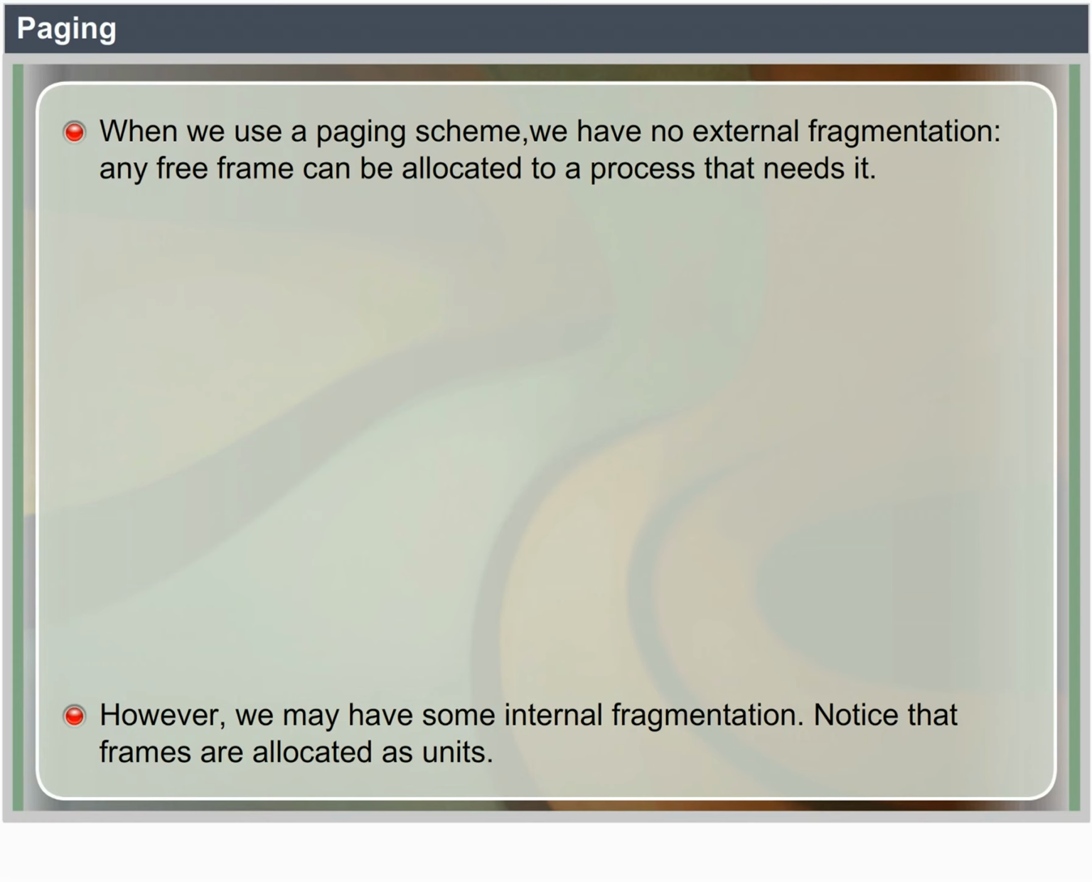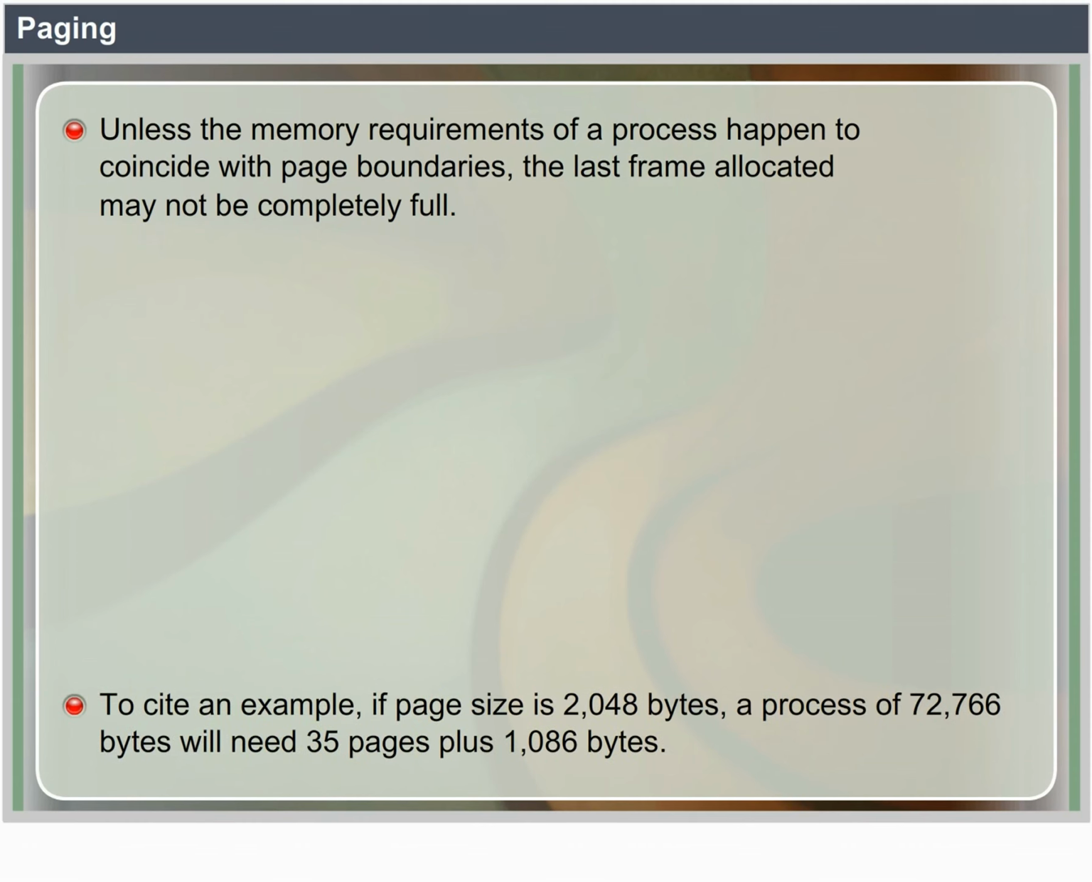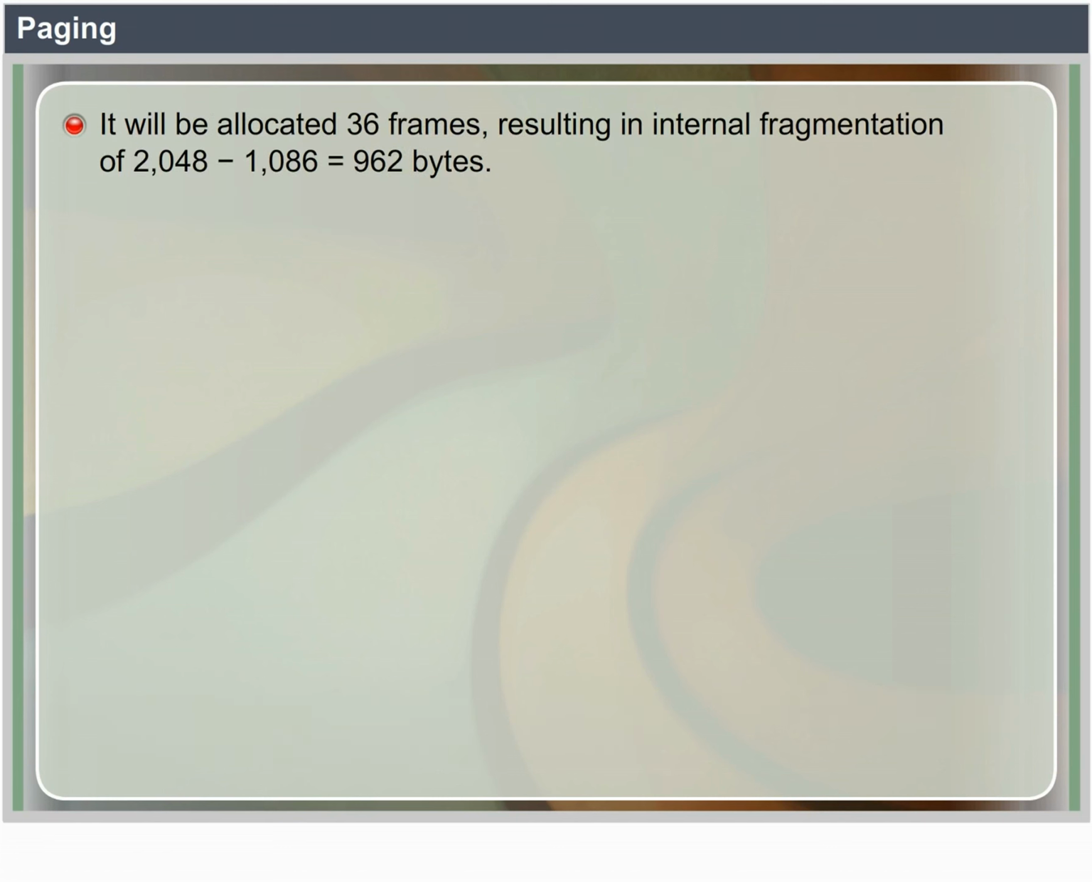If the memory requirements of a process do not happen to coincide with page boundaries, the last frame allocated may not be completely full. For example, if page size is 2048 bytes, a process of 72,766 bytes will need 35 pages plus 1086 bytes. It will be allocated 36 frames, resulting in internal fragmentation of 2048 minus 1086 equaling 962 bytes.